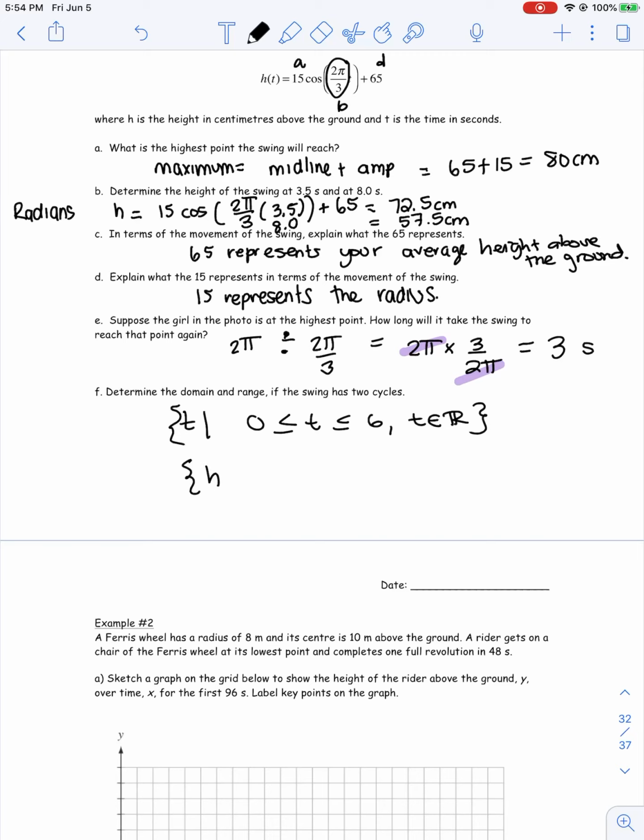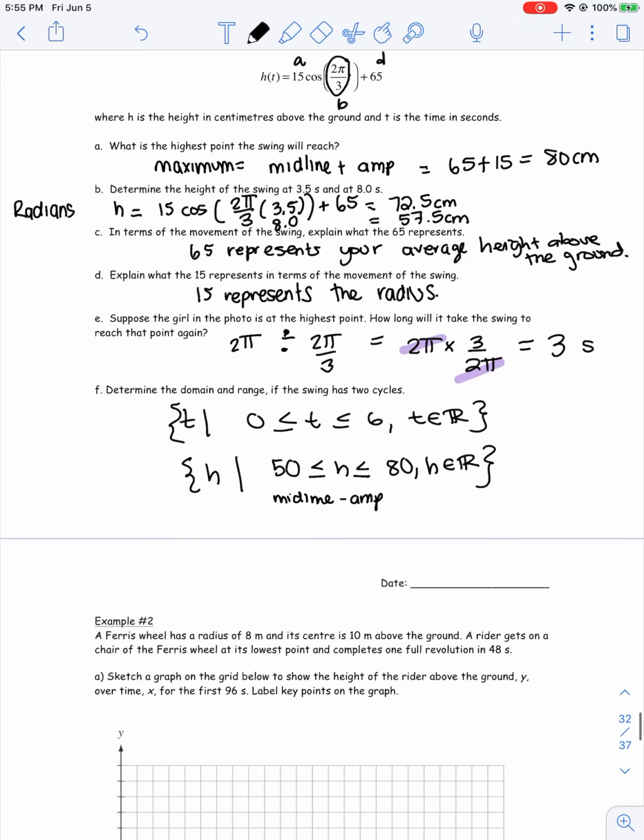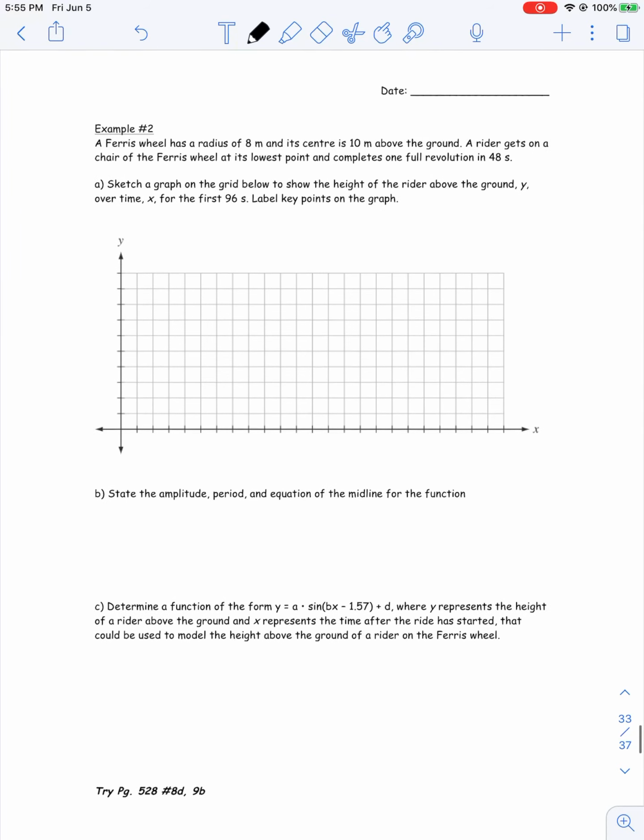Now, our lowest height can be found by taking your midline and subtracting your amplitude. So if we take our midline, which is 65, and subtract 15 from that, that's going to give us our minimum height of 50. So that's our smallest height. Our maximum height is what we found for the answer for A, which was 80. And then H can be an element of real numbers. So height is allowed to be in decimals. So that would be our first question.